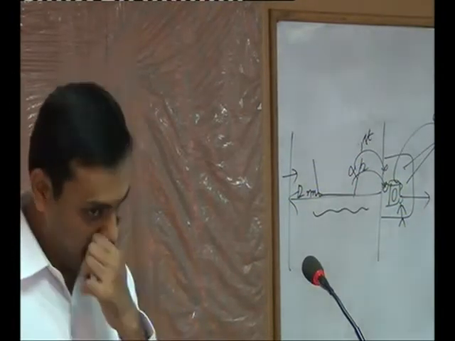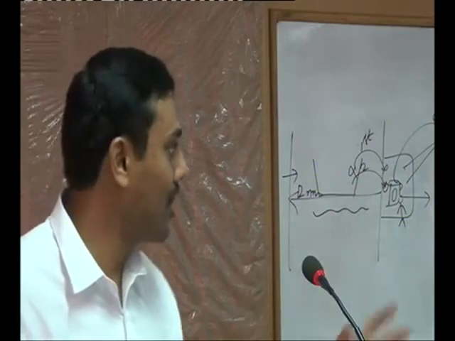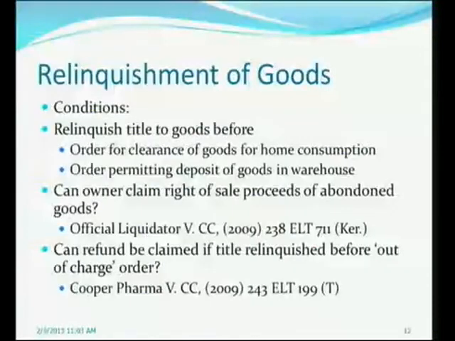Next. Okay, conditions. When should you relinquish the title? Before home consumption and before the order permitting deposit of goods in warehouse. In this case, the goods could have gone over here and then there could be remission, then there could be abatement. For you to relinquish, the goods must not go here. Right over here I must relinquish.